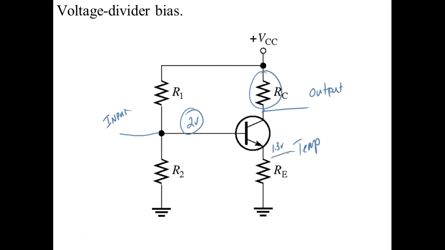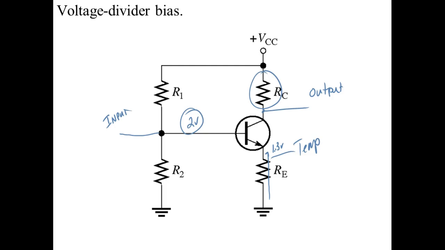Well, what happens if I heat the transistor up? If I heat the transistor up, IE would try to go up. But IE can't go up, because if it did, it would change this 1.3 volts. If this tried to drop more voltage, this right here would go down, and the transistor would automatically start cutting off, right? If this current tried to go down, this voltage right here would try to go up, which would cut the transistor on more.